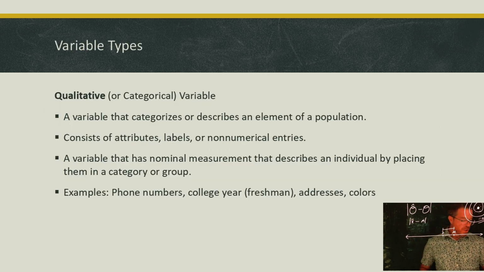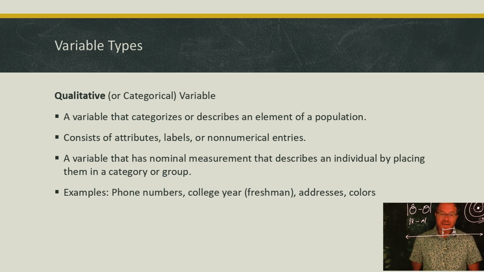Okay. So the last thing we're going to talk about for this video is qualitative versus quantitative variables. So qualitative or categorical variables are variables that categorize or describe an element of our population. This consists of attributes, labels, or non-numeric entries. Remember I mentioned the non-numeric entries, things like player 42.